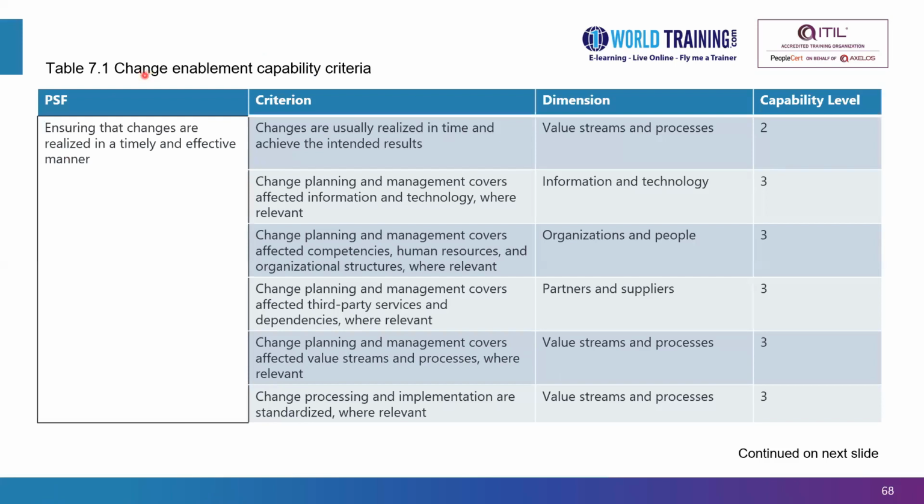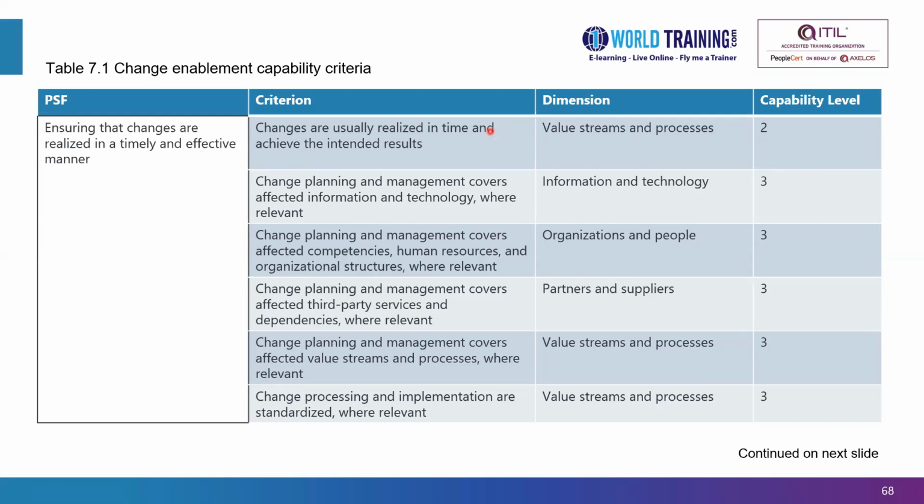Now, this table 7.1 lists all the change enablement practices capability criteria. And we will see this table showing you, first of all, the PSF. And for each PSF, we will see several criteria. And we will also see the relevant dimension and the capability level for that criteria of that PSF or within that PSF. Now, for the exam, you will have to remember this. And I'm going to explain to you how you can remember this easily as well.